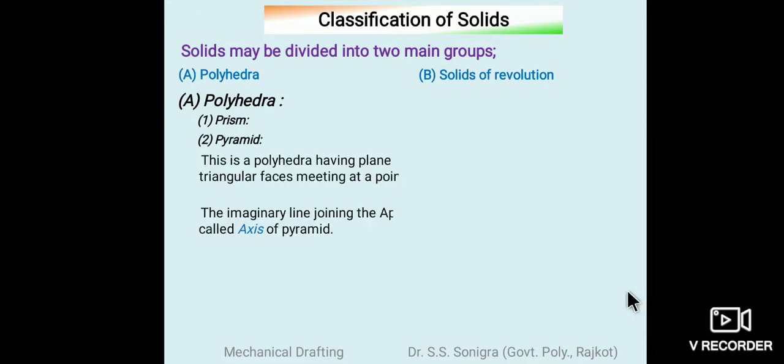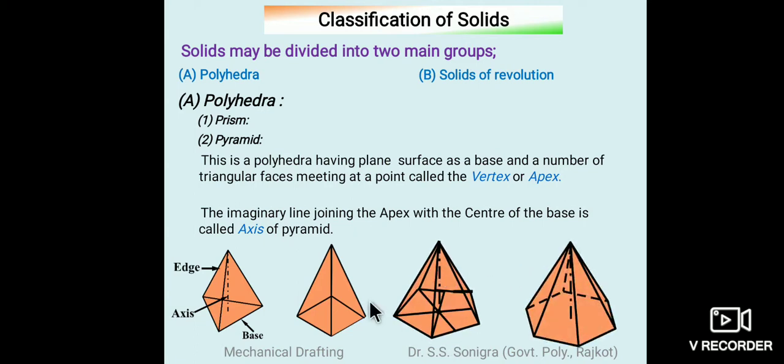Now second, that is the pyramid. How to define a pyramid? A pyramid is a solid in which one regular polygon is the base, and all that polygon's corners are joined to one point with straight lines. That is called a pyramid. And this is the definition. It is defined as a plane surface as a base and a number of triangular faces meeting at a point somewhere here. That point is called the vertex or apex, and the imaginary line passing through the vertex and the center of this polygon is called the axis of this pyramid.